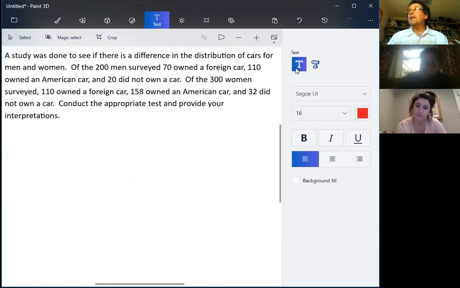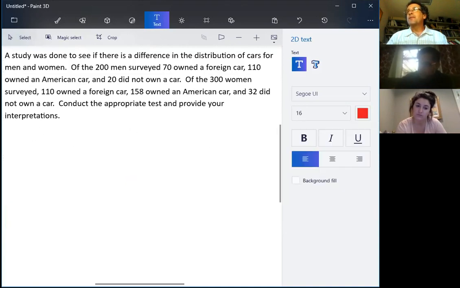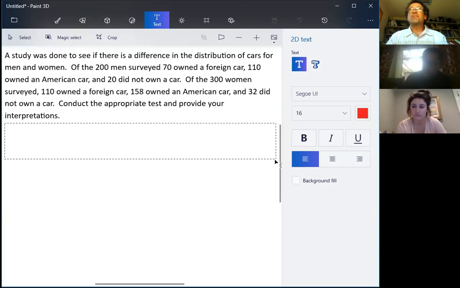So this one's different. It's a different test, but it's going to look pretty similar, except the calculator is going to be very different. And the good news for you, Robert, is your calculator will be able to do this one.